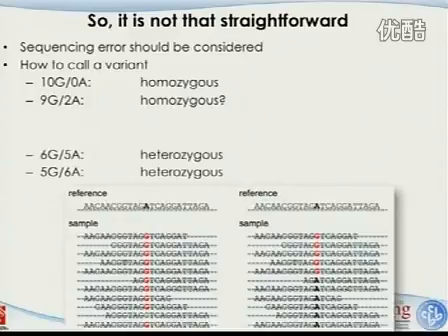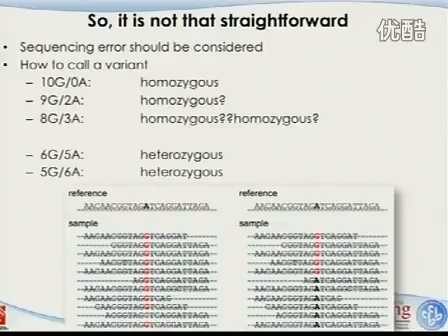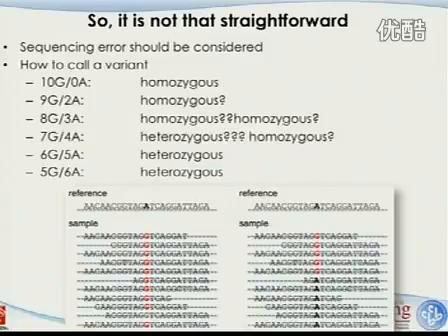If it becomes 6G, I'm pretty confident this is still heterozygous. This is 3G, 8G, 3A, and 7G, 4A. All these numbers will show up. So now you're facing the question of what the cutoff is, or where I should draw the line to call this heterozygous or homozygous. So it becomes not that straightforward.